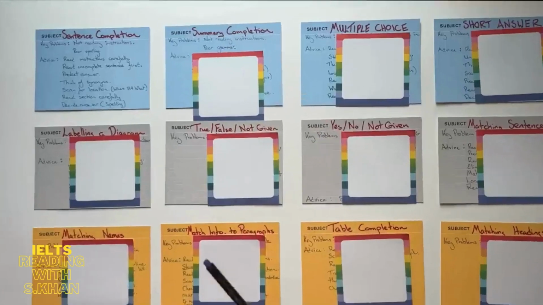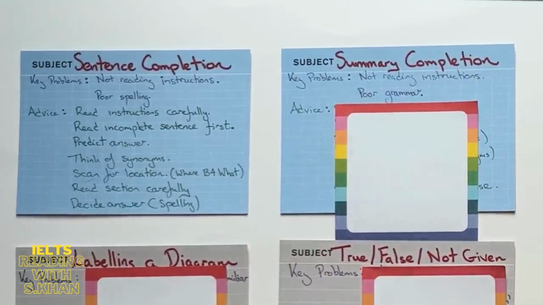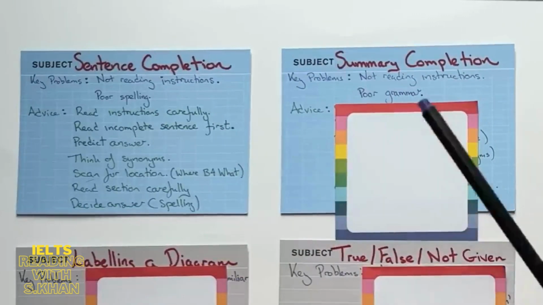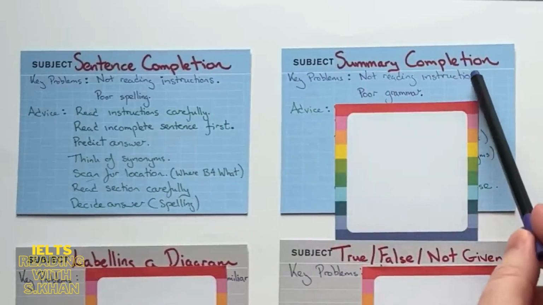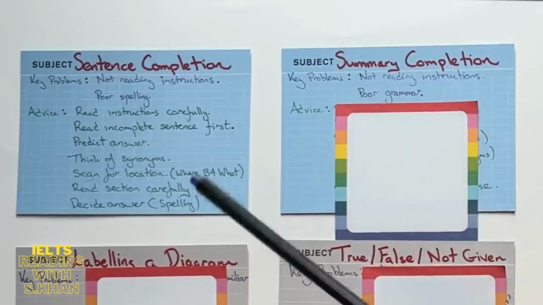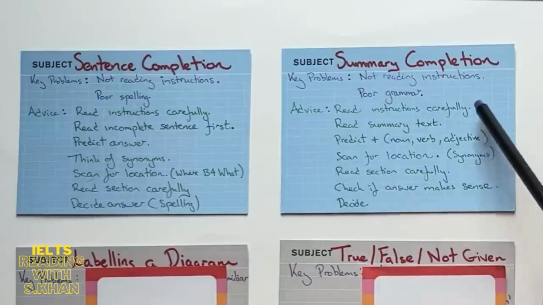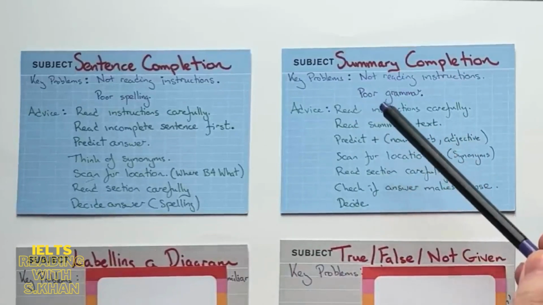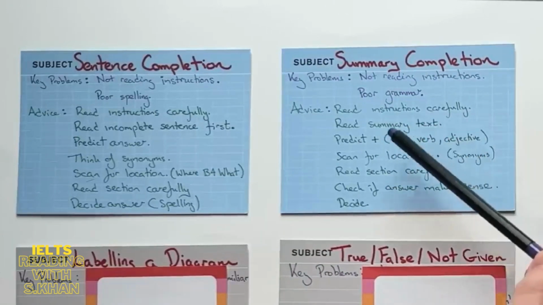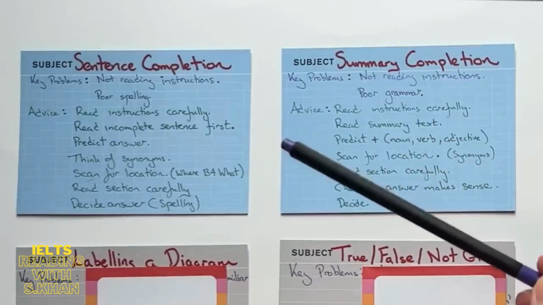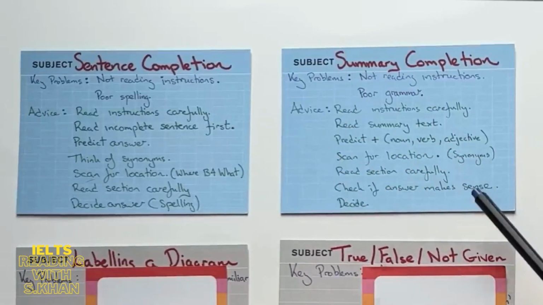So for summary completion, very similar to sentence completion, not reading instructions, you will be told, only write 1 word or 2 words, pay attention to that. Spelling is also an issue for summary completion, but grammar is more of an issue here. This is because when we are predicting, we're going to be thinking about, is this going to be a noun or a verb or an adjective? So good grammar helps us with that, but it also helps us complete the summary in a way that makes sense. So I'll look at that in a little bit more detail in a second.